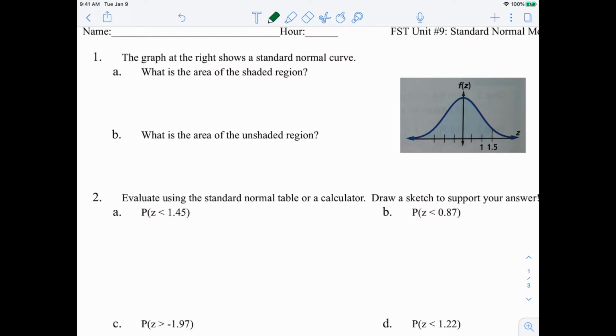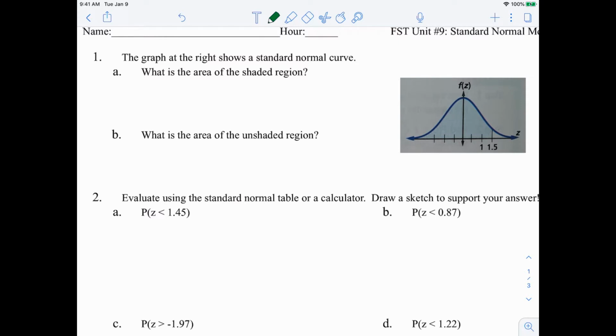Hey guys, I'm going to do a few of the examples from the worksheet. I'm going to go ahead and start with number 1. It says the graph at the right shows a standard normal curve. For part A, it says what is the area of the shaded region?